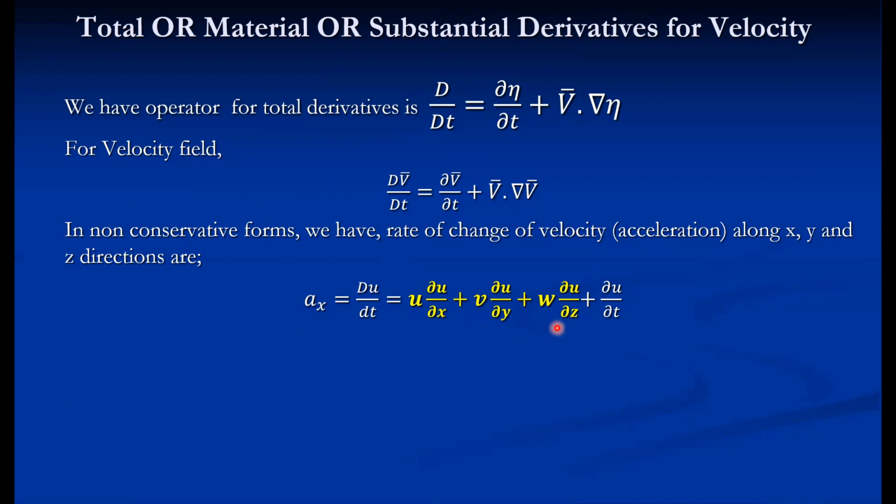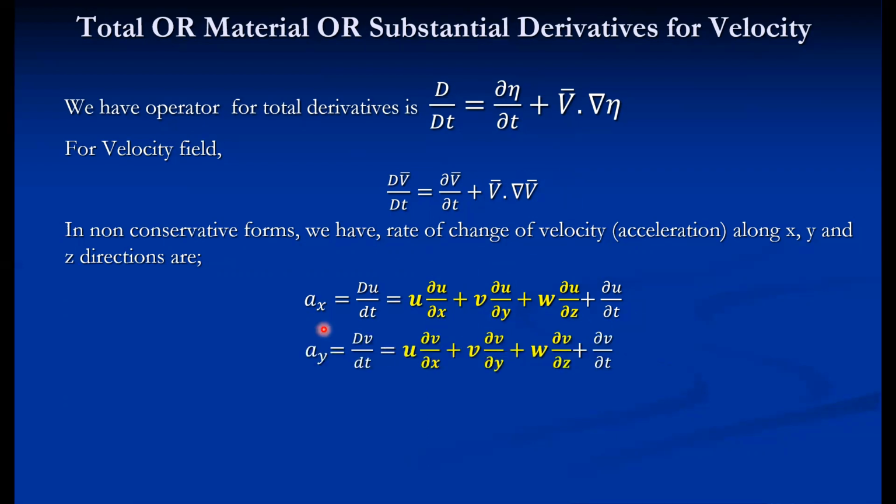Instead of this, we can write in scalar form, that is, instead of v bar, u, v, w, or u into i hat plus v into j hat plus w into k hat. This is one vector, v bar. And another vector is the gradient field of velocity. So for x direction velocity, we can replace this del v bar with del u. And del u is nothing but a vector, that is ∂u/∂x into i hat plus ∂u/∂y into j hat plus ∂u/∂z into k hat. So this is an acceleration vector. This part is a convective acceleration, and this part is a local acceleration.